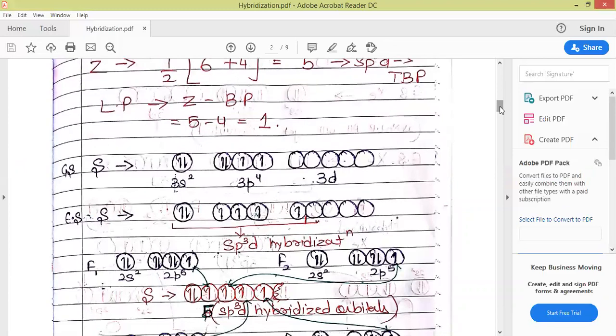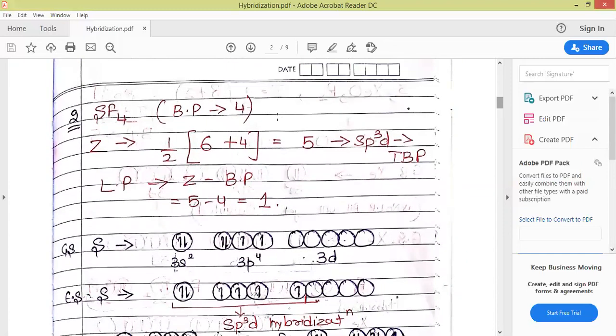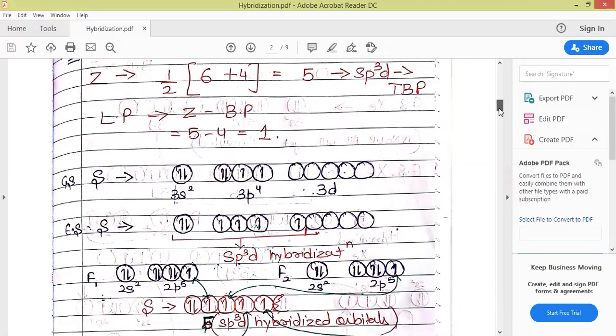Now we'll write the ground state electronic configuration for sulfur. It is having the configuration 3s2, 3p4, 2 electrons in the s orbital and 4 in the 3p orbital. D orbitals are vacant. Now we can see that we need 4 unpaired electrons so that each can make a covalent bond with each fluorine, that is 4 fluorines are there. So we need 4 unpaired electrons in case of sulfur.